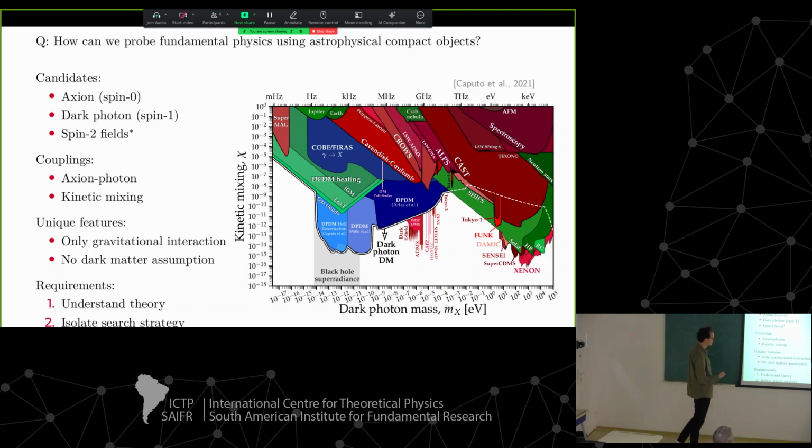Okay, so the talk is kind of split into two halves. In the first half, I'll be talking about theory, basically what I haven't covered in the two lectures. And in the second half, I'll be talking about search strategies and how we can actually place constraints on this plot.